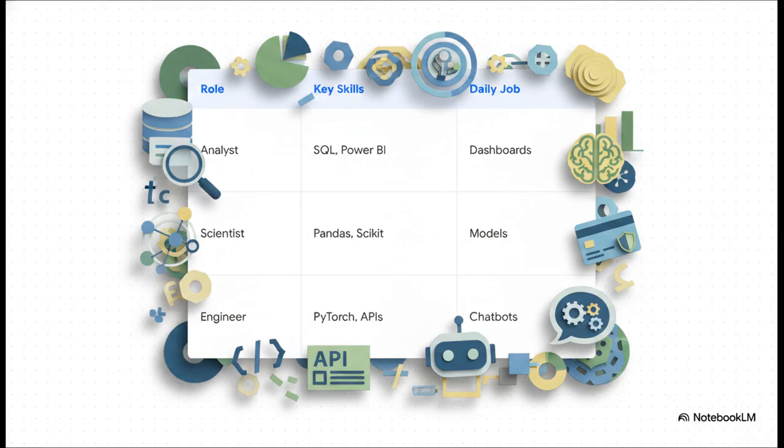The data scientist lives mostly in Python, using libraries like Pandas and scikit-learn to build complex predictive models. Think fraud detection systems. Meanwhile, the AI engineer is doing the serious heavy lifting. They're using deep learning frameworks like PyTorch and building APIs to actually deploy custom applications like advanced chatbots.